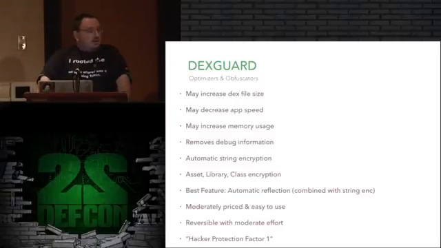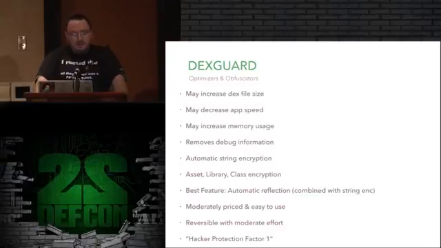It has some downsides and some ups. It may increase the DEX file size. The string encryption, class encryption, and the reflection make the DEX file bigger, slower, and take up more space on your phone. Especially the reflection, the string encryption will really slow down your application if you use it too much. So if you're going to use it, you want to use it just on the important parts. Don't go obfuscating the open source library. That's ridiculous, but a lot of developers do.